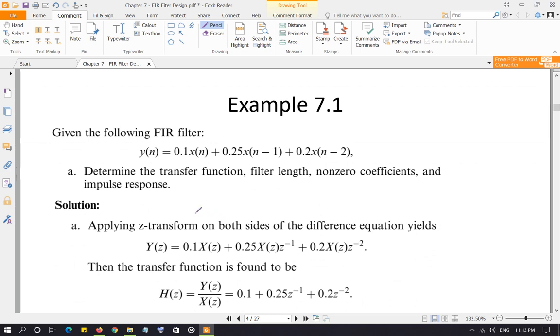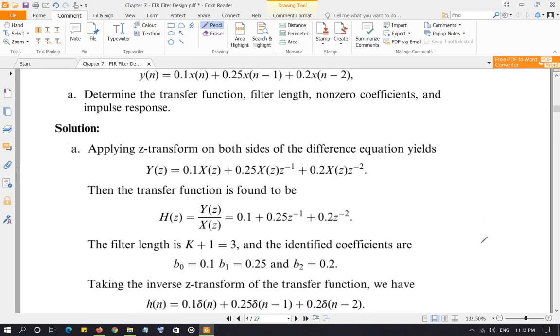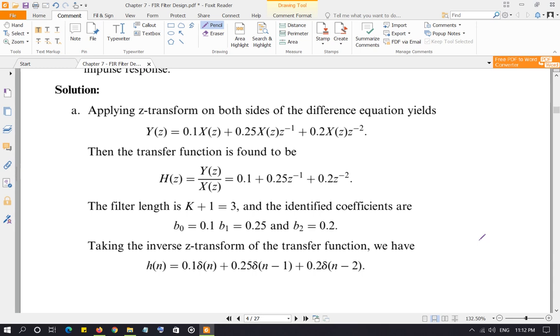So, first example: an FIR filter expression is given to you, and we have to figure out the transfer function, filter length, coefficients, and impulse response. For the transfer function, of course, you take the Z transform on both sides and then take the ratio of Y(Z) over X(Z) to give the transfer function. And from here, of course, we can see that B0 is this, and B1 is this, and B2 is this. So these are three coefficients.